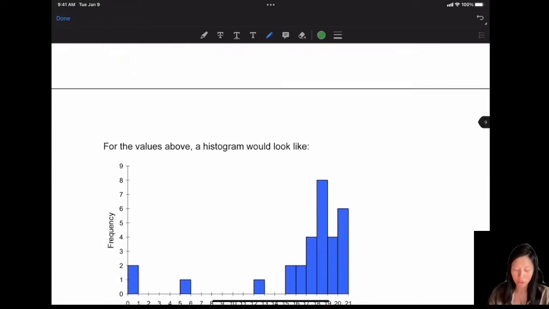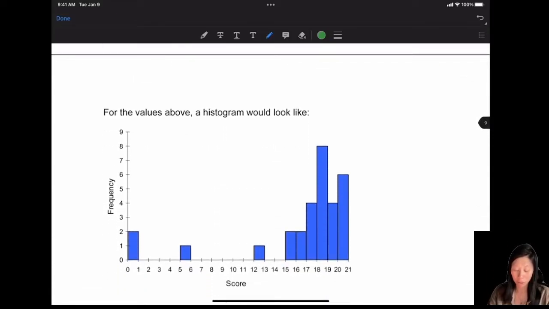Okay, so from the above values, a histogram would look like this because we treat the axis like a number line. That's why you still have bars for 1, 2, 3, 4, 5, 6, 7, 8, 9, 10. Even if no one got a certain score, you're still supposed to keep it as a neighboring position.